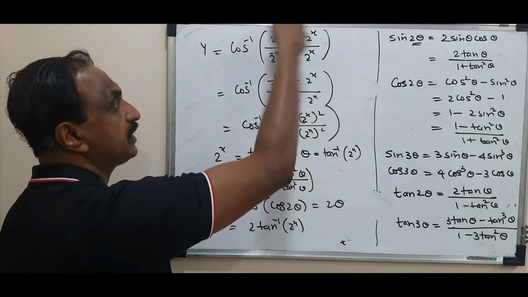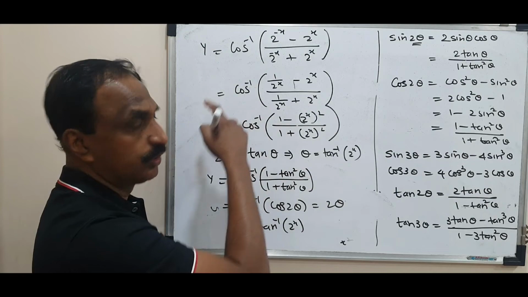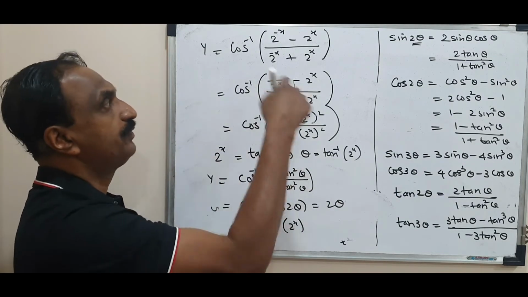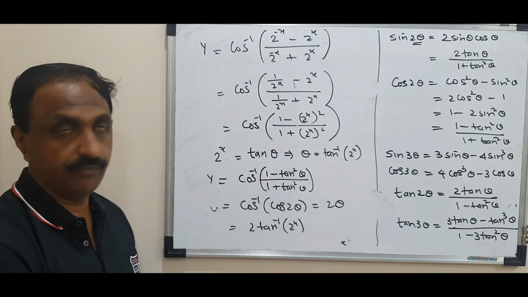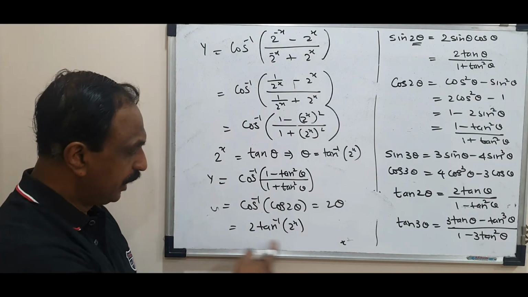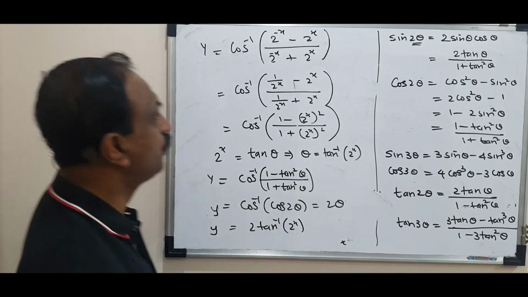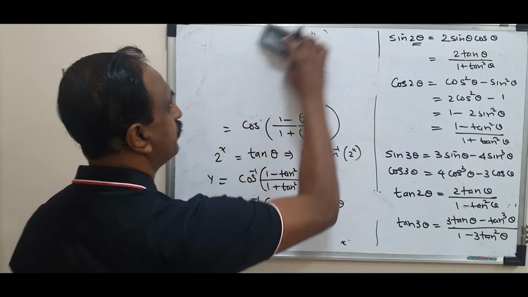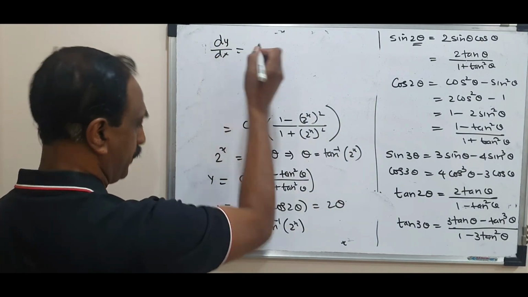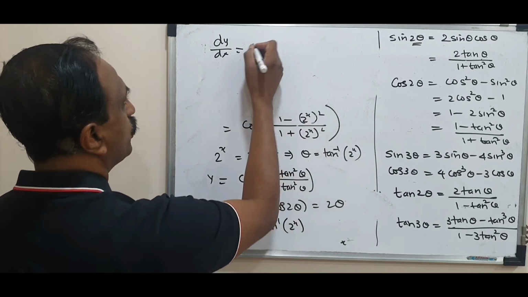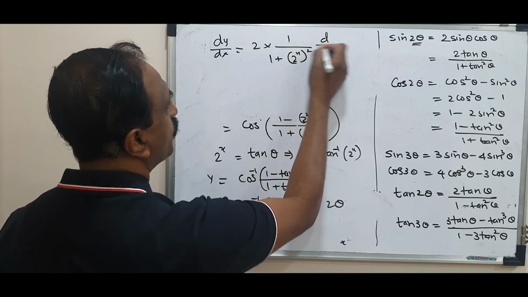Instead of differentiating such a complicated term, just imagine if I had to differentiate this, what would have been my method? One upon root of 1 minus square of this, into derivative of that, which would be the u by v method. It will be very complicated. Now to differentiate this function, hardly any time is taken. The derivative of this function, dy by dx, would be 2 into 1 upon 1 plus u square into derivative of u, for tan inverse u.